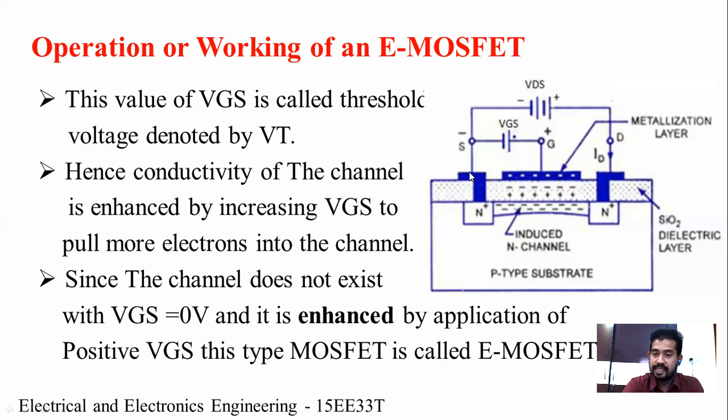The source current is equal to drain current because the current which is flowing in this region is the same as this region. So the drain current and source current both are the same. Hence, ID is equal to IS. ID means drain current, IS means source current. Both the currents are equal because the current flow is taking place between these two terminals. Hence, the current flow is the same in both terminals.